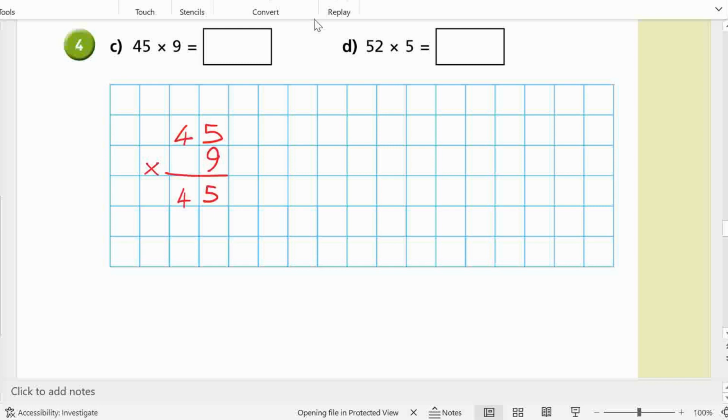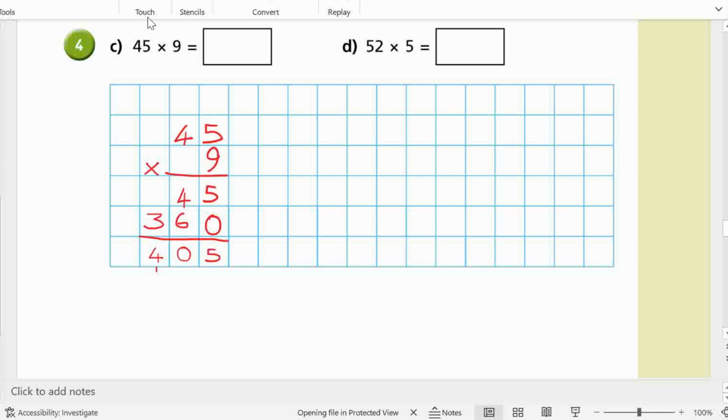9 times 4, and this is in the tens, so I need to put my 0. 45 is 9 times 5, so what's 9 times 4? What's 10 times 4? So what's 9 times 4? No, 10 times 4 is 40. It's 4 less. 36. Okay, 5 plus 0 is 5. 6 plus 4 is 10, and then 1 plus 3 is 4. Okay, so that's the one way of working it out.